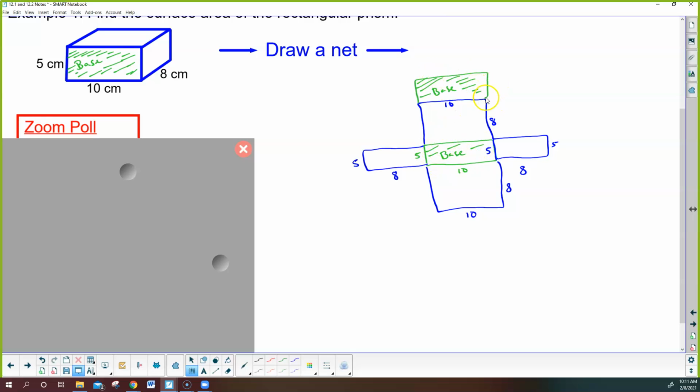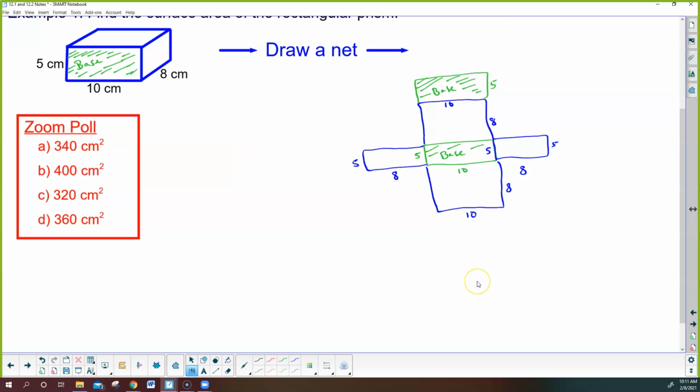Okay, so now I know that this green shape has to be the same as this one here. So it's also 5 by 10. All right, so there's my base with all the 4 sides around it, plus the other base that we can't see. Again, you could draw this in many different ways as long as you have the shapes set. What I'd like you to do now is calculate the area. Find the area of each piece, add them all together, and then tell me which zoom poll answer is the correct one.